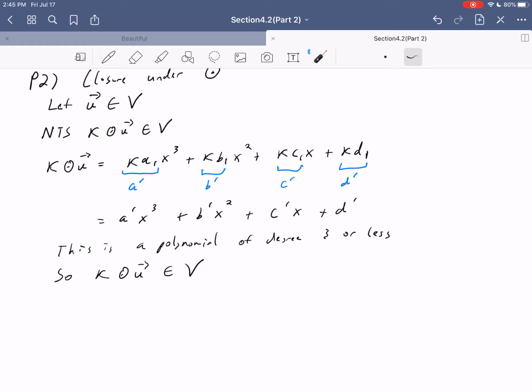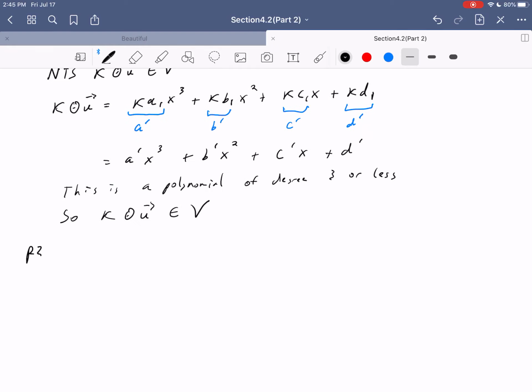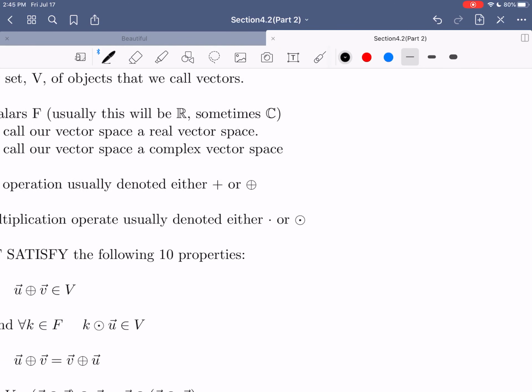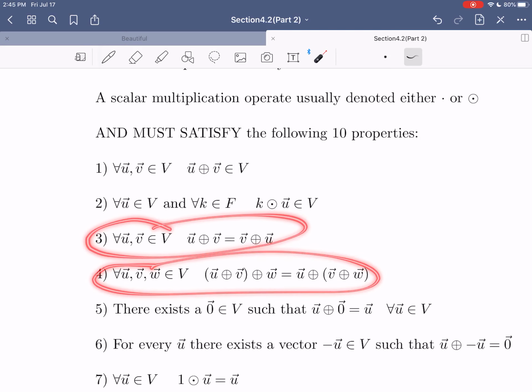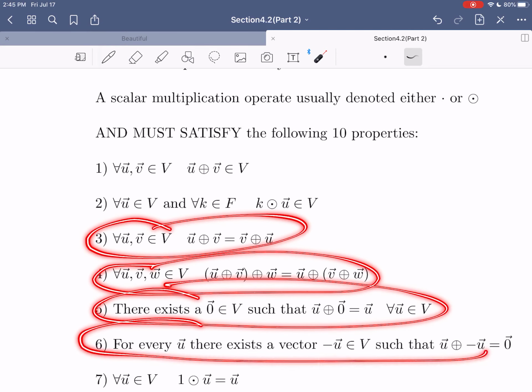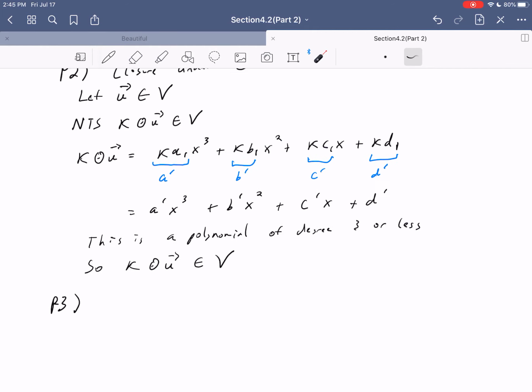Now we need to start confirming that the properties actually act the way that we want for the operations, meaning that addition acts like we expect addition to act, and scalar multiplication works like we expect. So P3, P4, P5, P6 all focus on the addition operation. If we go back and take a look, P3 is about commutativity, P4 is associativity, P5 is the zero vector, and P6 is the additive inverse. Let's see how we're going to do each of those.